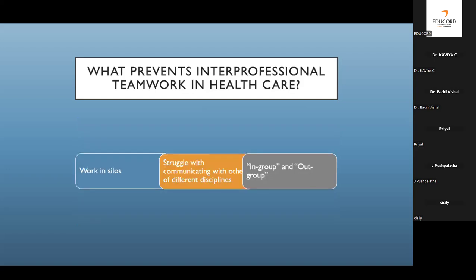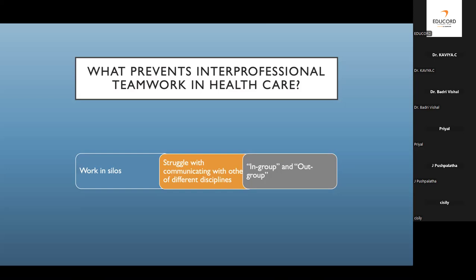Yes, sir. So what prevents interprofessional teamwork in healthcare? What is the thing which is stopping interprofessional teamwork in healthcare? First of all is working in silos. Then struggling with communicating with others of different disciplines. And the major thing is in-group and out-group.